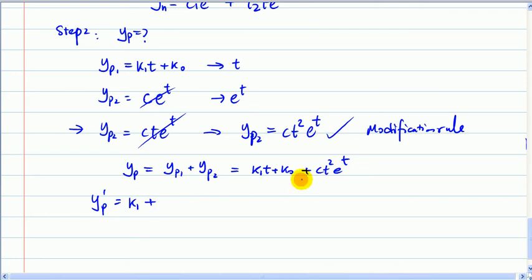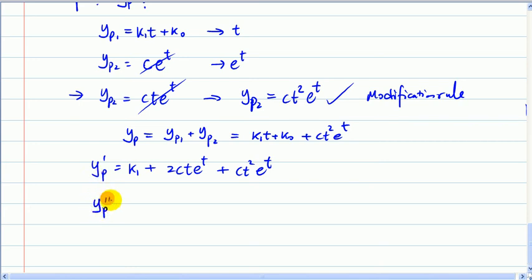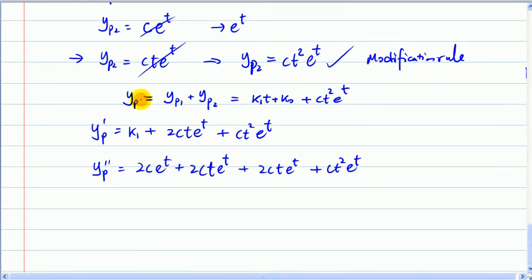So k1, and for this one here you need to apply the product rule: 2ct et plus ct squared et. So that's yp prime. Then let's take another derivative. This one is gone, and with the product rule on this one, 2c et plus 2ct et, plus 2ct et plus ct squared et. Now I have my yp prime and yp double prime.